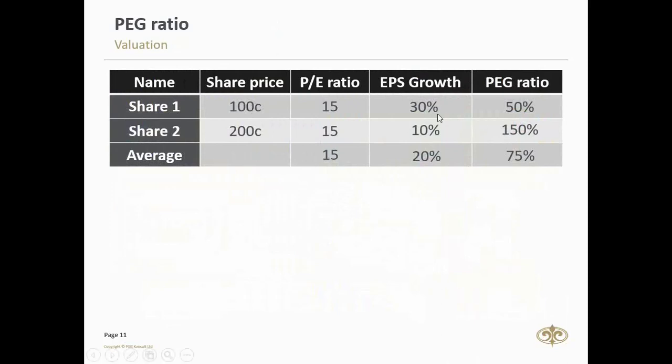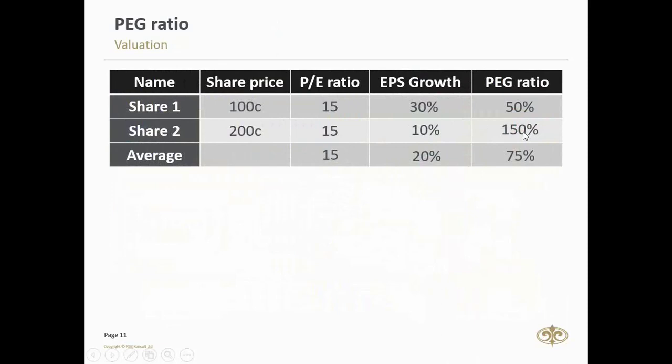What's important is bringing in what the anticipated or expected forecast growth will be. In this scenario, share number 1 is growing its earnings by 30%. You divide the 15 by the 30% growth, and you get what we call a PEG ratio of 50. We consider that very, very cheap. Whereas share number 2, 15 divided by the 10%, gives a PEG ratio of 150. That would be expensive. I hope that makes sense to you guys.